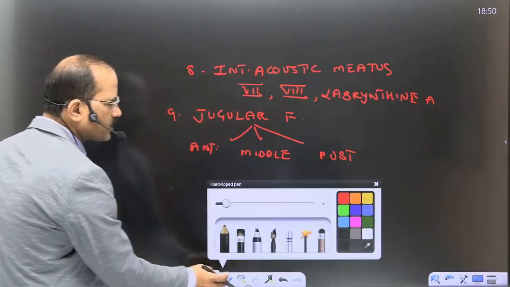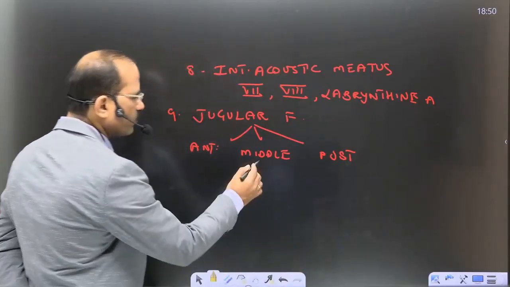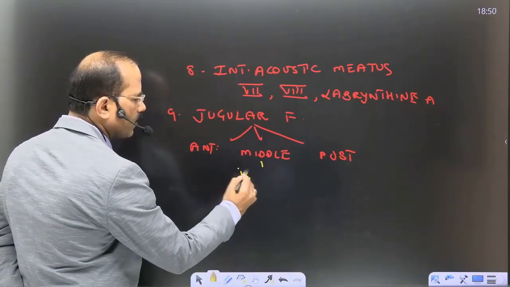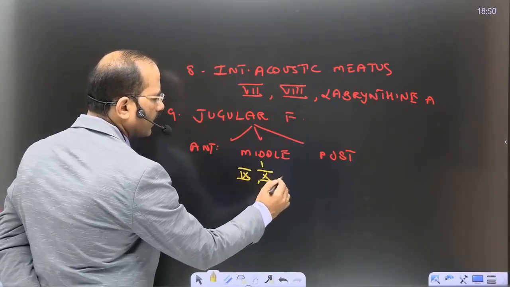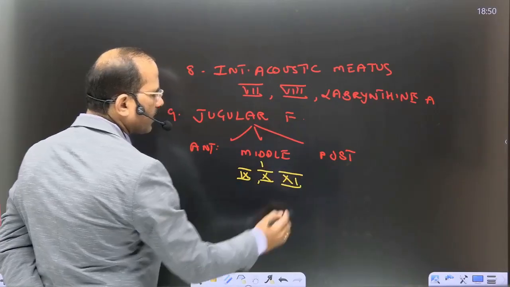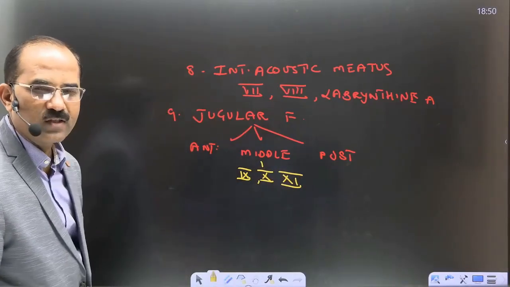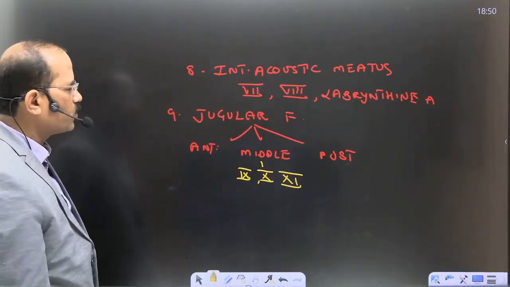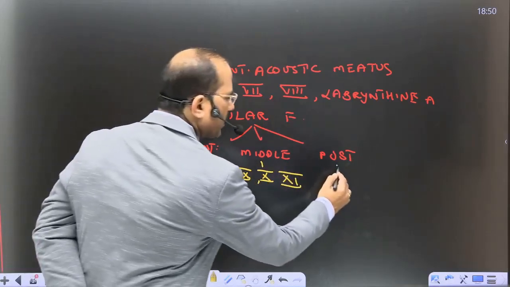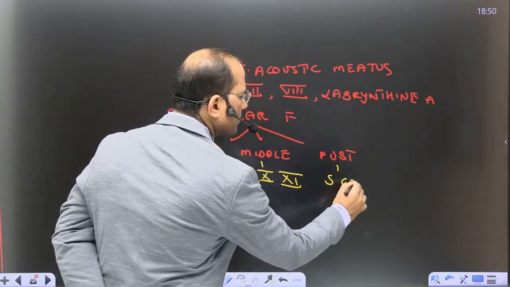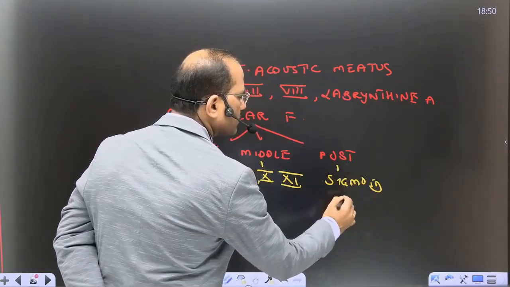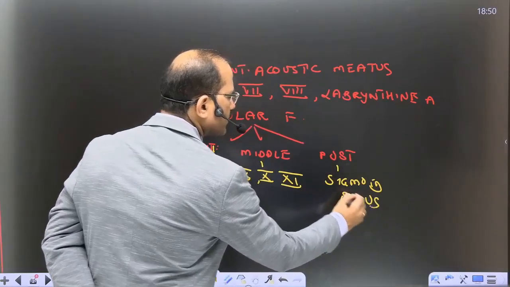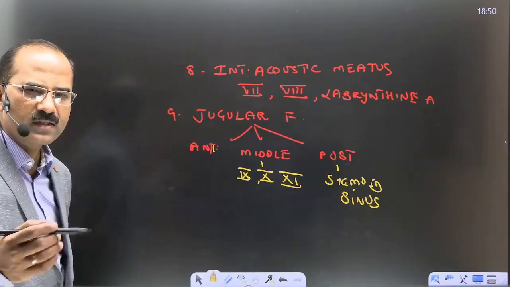I'll explain this after some time. So what passes through the middle compartment of the jugular foramen? The 9th, the 10th, and the 11th nerve pass through the jugular foramen. Through the posterior compartment, what passes is the sigmoid sinus. Now, what is the sigmoid sinus? We'll discuss this after some time.